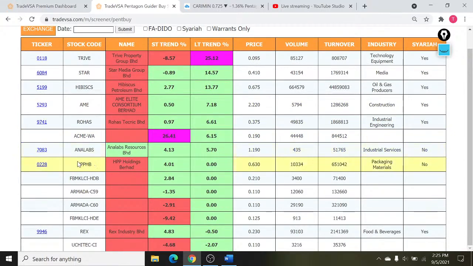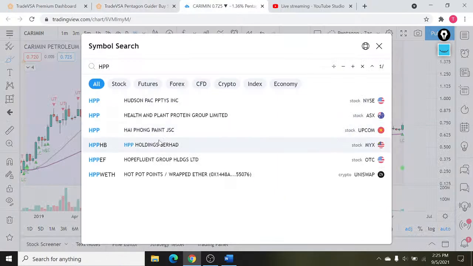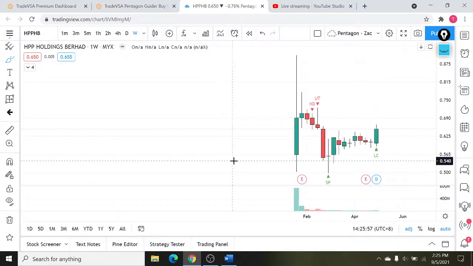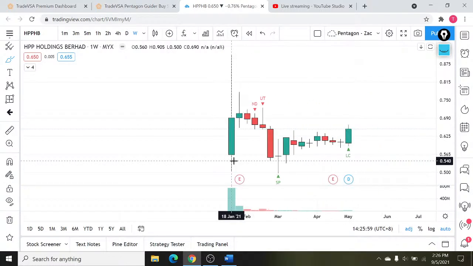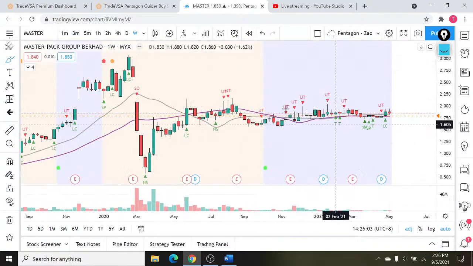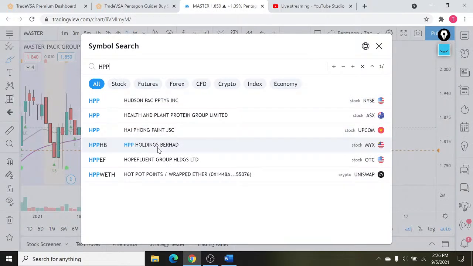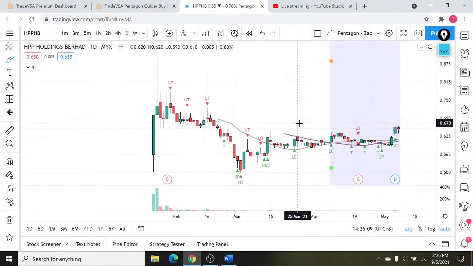Packaging. HPP, because recently I think some packaging counters got volume, but they don't have a continuation yet. Like Master Pack has volume. Oh, sorry, this is the weekly chart. I should go back to HPP, daily chart.